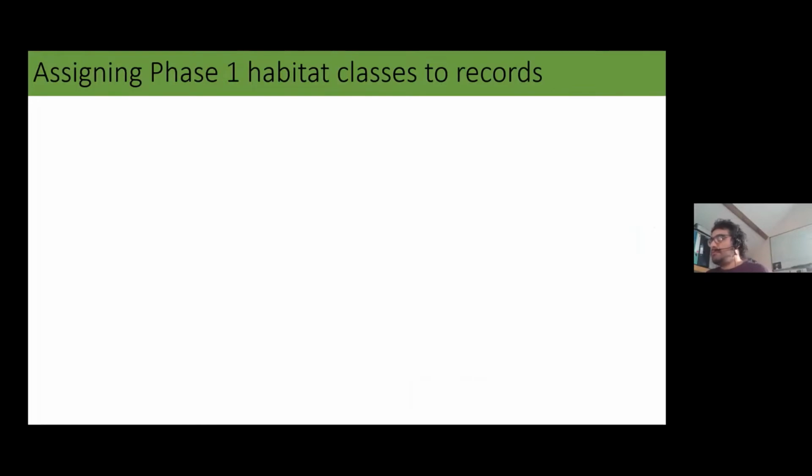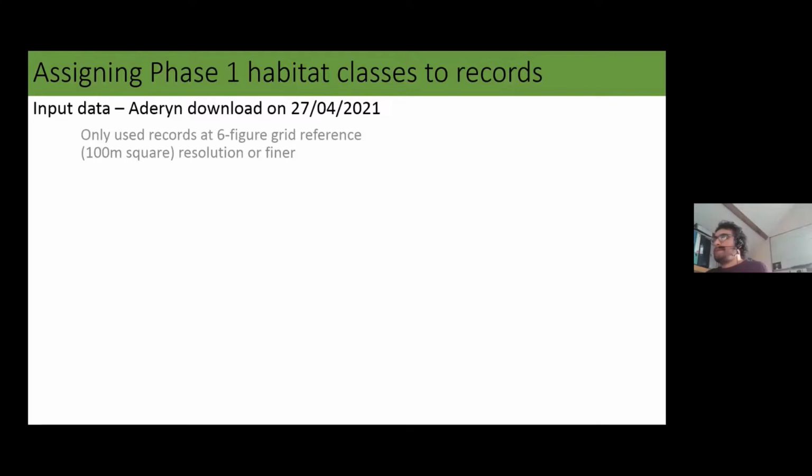So the first step we would take to address these would be how we assign phase 1 habitat classes to records. The data I put into this, I downloaded everything in the database last year before the Bumblebee project, and have been continuing to use that download for the current work. We've only used records at 6-figure grid reference resolution or finer, which gives us about 9 million records.